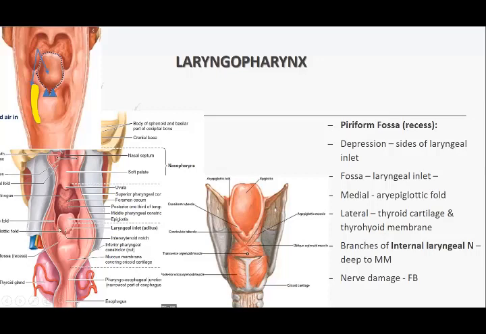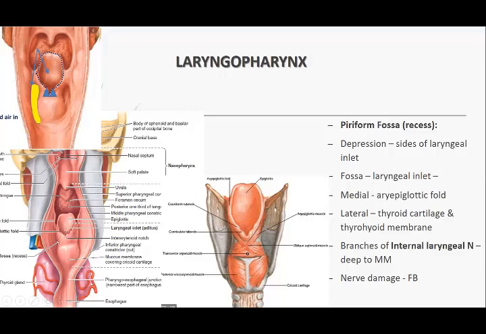This fold actually separates this inlet of the larynx from this lateral structure, which is the piriform fossa. The piriform fossa is a depression lying on either side of the larynx. I have marked this yellow because it extends here. This is the lateral wall of the pharynx, the laryngopharynx.